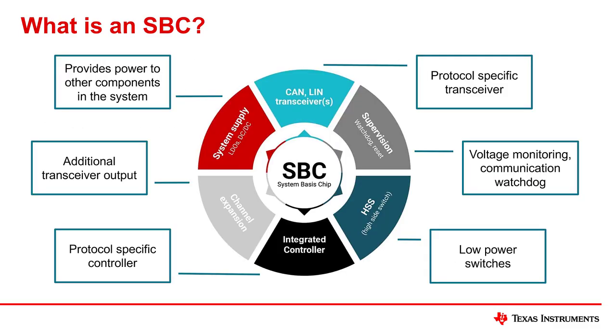Looking at our SBC wheel, we can break down each category of functionality that may be included in the SBC. At the top, we have protocol-specific transceivers, which generally are going to be either CAN, LIN, or both CAN and LIN transceivers. Moving clockwise, we see supervision, which includes fault monitoring, such as voltage monitoring and watchdog timers. Next, we can see the possibility of including high-side switches that can be used to conduct current to loads.